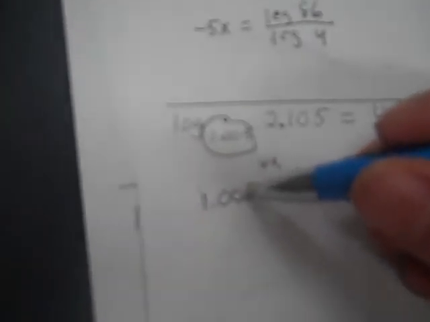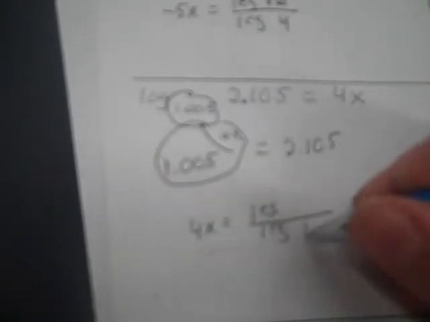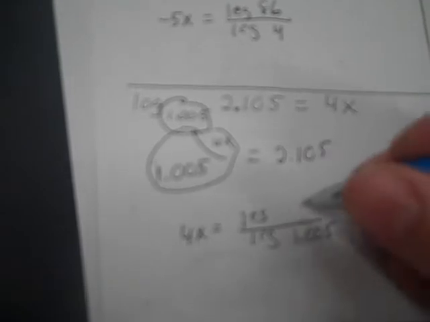Okay, next up, the base here is 1.005, and the power is going to be 4x equals 2.105. You can do decimals. Okay, why can't you? So again, I have no idea how many of these it takes to multiply to this. So I split it, and 4 times x equals log over log. So that base goes on the bottom, and this goes on top.